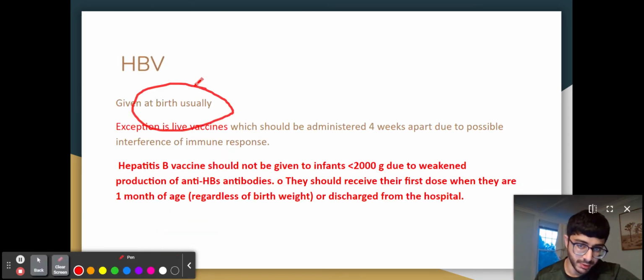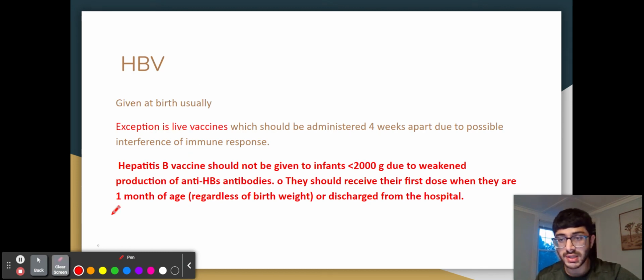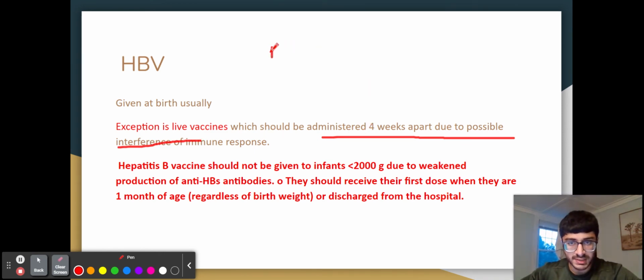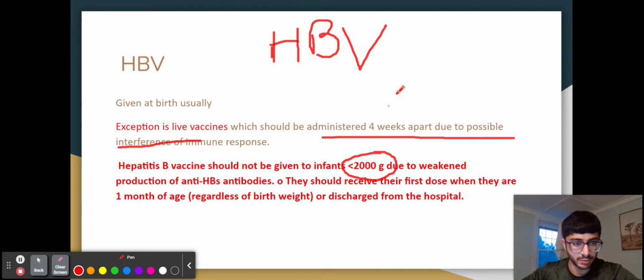Okay, this one I really like. Hepatitis B is at birth. Everyone knows that. You can technically give live vaccines together, but you generally give them 4 weeks apart. What I wanted to point out here about hepatitis B is that we give it at birth, before the kid leaves the hospital. You cannot give it if the infant is this small: if less than 2 kilograms, the baby's too small, you can't give it. The reason is that they don't develop antibodies.